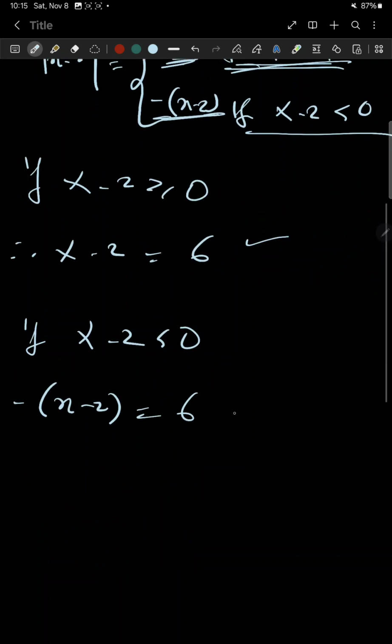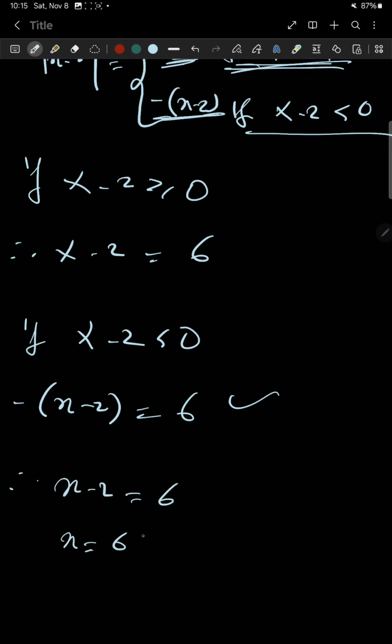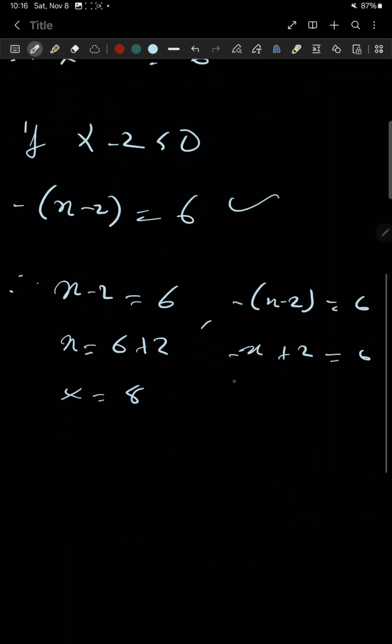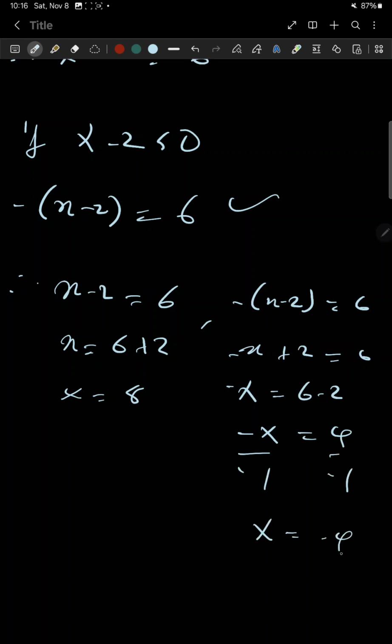Now let's solve for this, and let's solve for that. So x minus 2 equal to 6, so x is equal to 6 plus 2, and x is equal to 8. Also this one, negative x minus 2 is equal to 6. Dividing by negative 1, or you can just expand: negative x plus 2 is equal to 6, then negative x is equal to 6 minus 2, then negative x is equal to 4, divide by negative 1, and x is equal to negative 4. So these are your answers.